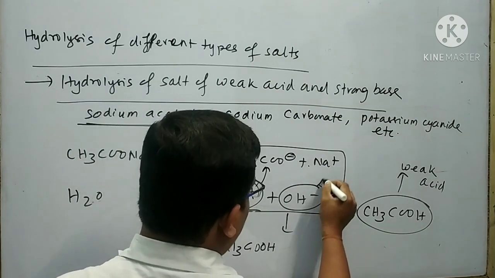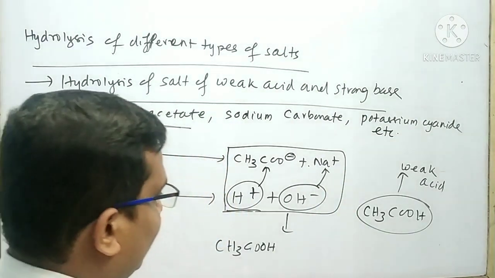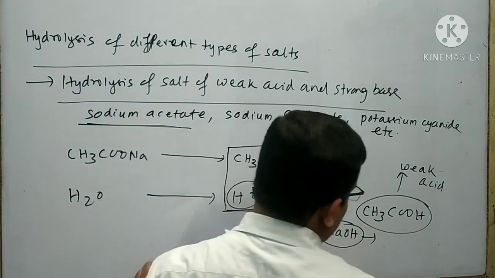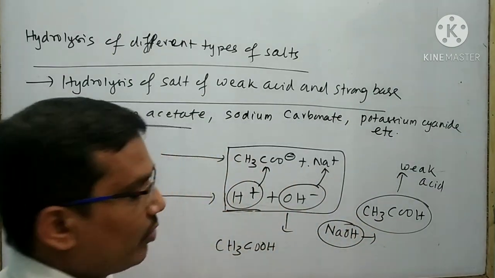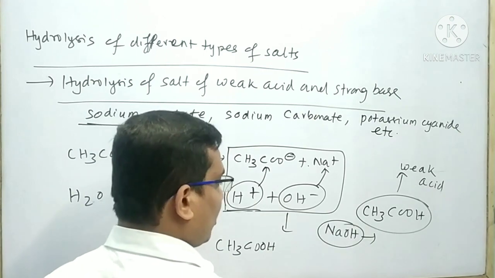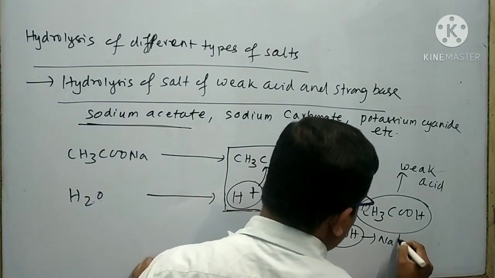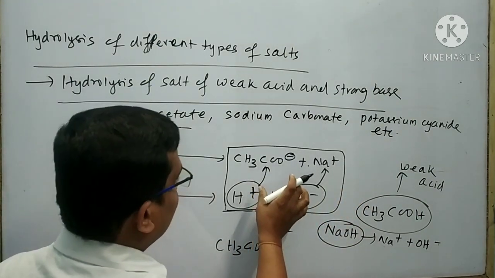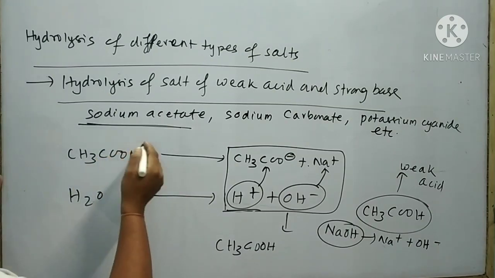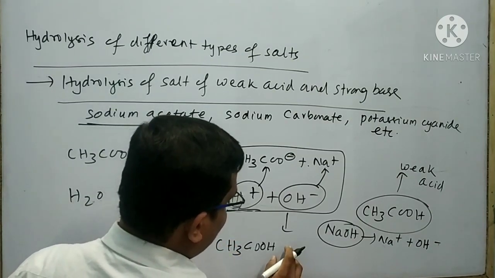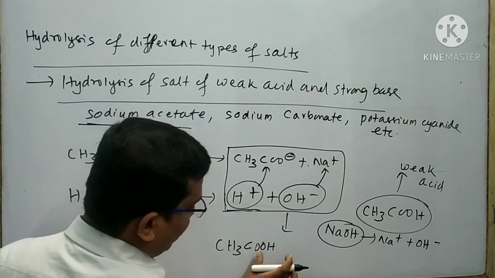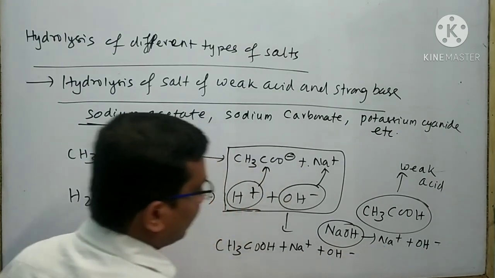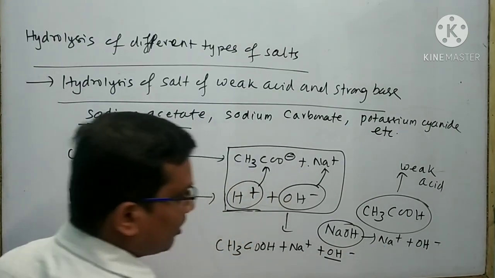Similarly, OH minus ion interacts with the Na plus ion. As a result, sodium hydroxide is formed. Sodium hydroxide is a strong base. So sodium hydroxide again undergoes further dissociation, gives Na plus and OH minus ion. Finally, we concluded that on hydrolysis of sodium acetate, we find such species. The species are CH3COOH, Na plus, and OH minus ion. Look at that, free OH minus ion is formed.